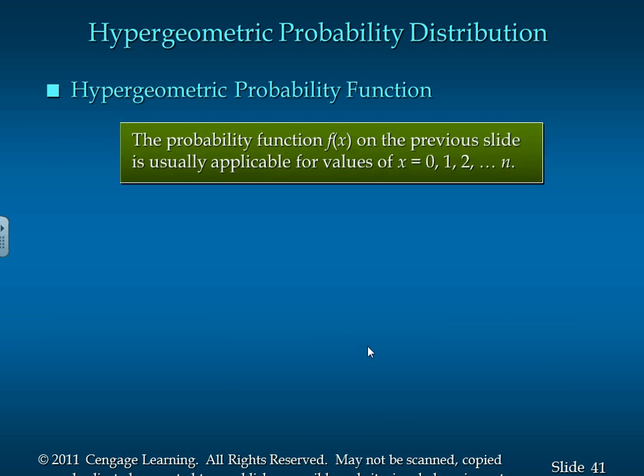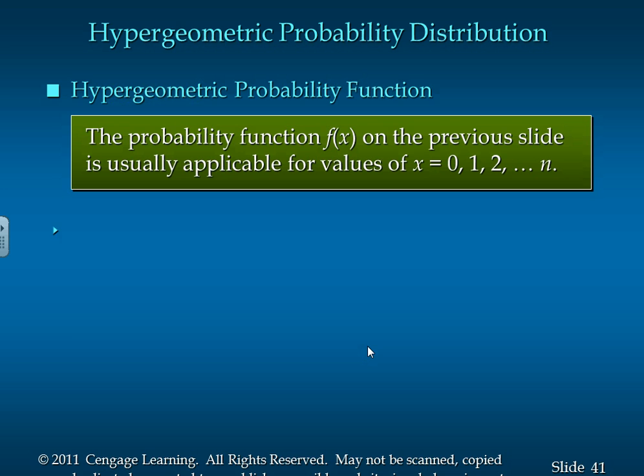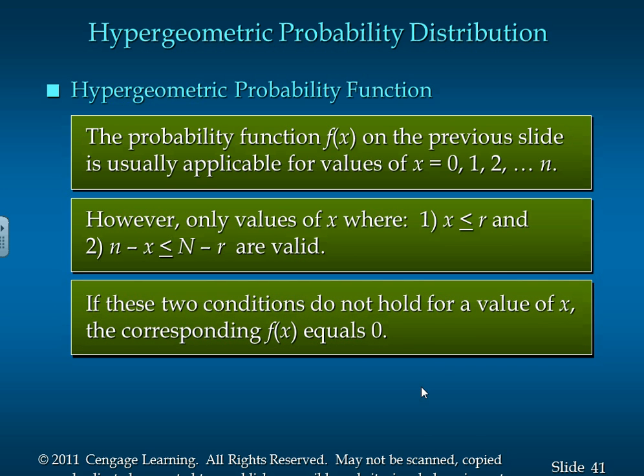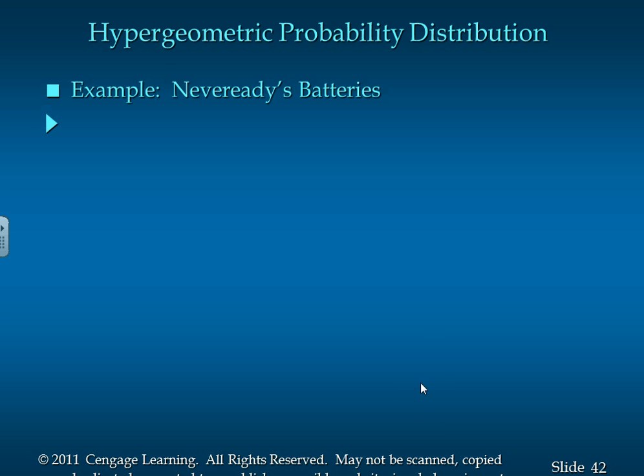All right. The probability function, previous slide, usually applicable to values that are whole numbers. But we have to have x less than r, and n minus x has to be less than capital N minus r in order to be valid, because if we think about what it means, take 10 things 3 at a time, can I take 3 things 10 at a time? So that's my notation, my notational problem there.